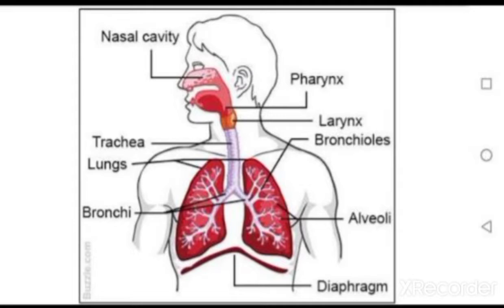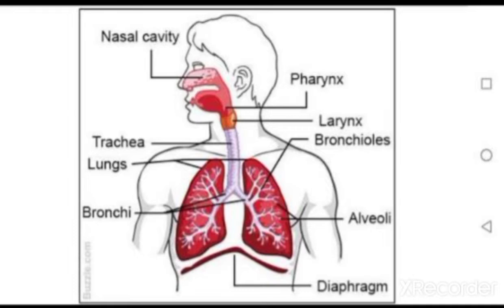So here in the figure you can see from nose till the lungs, this path that is going on is your respiratory tract. It comprises the nose, that is nasal, or you can call it nostrils, nasal cavity. Okay, then comes your pharynx, then larynx, from larynx to trachea, from trachea to bronchi, and then the branches of bronchi are further divided into bronchioles. Then comes your alveolar sacs and then alveoli.